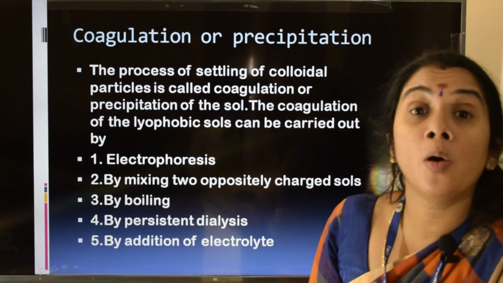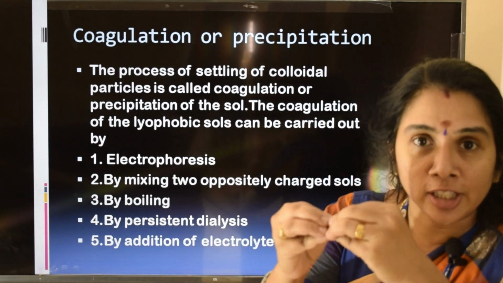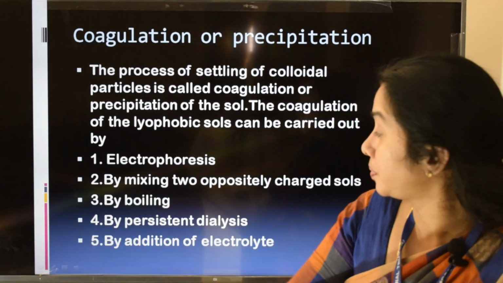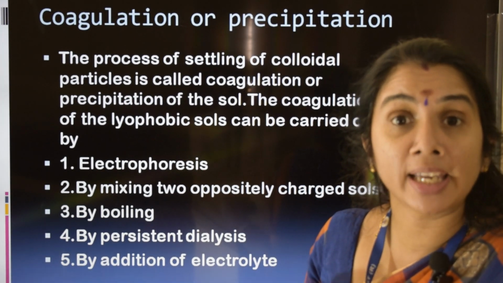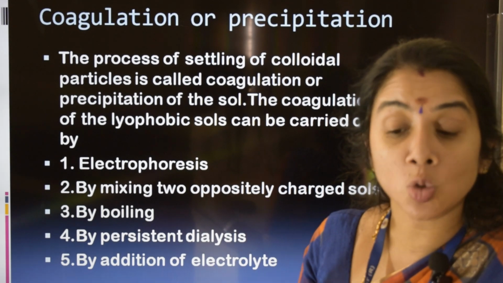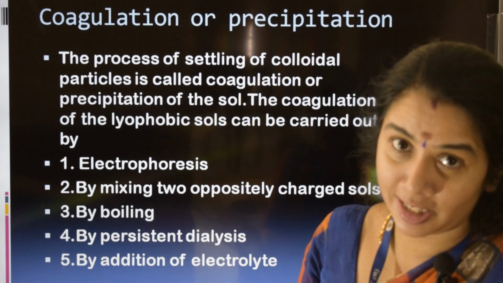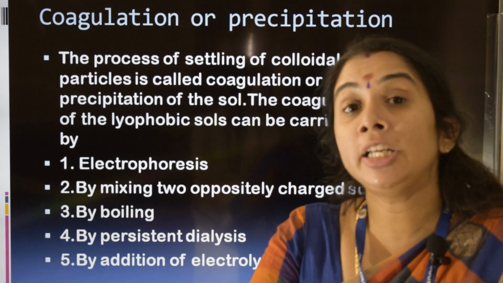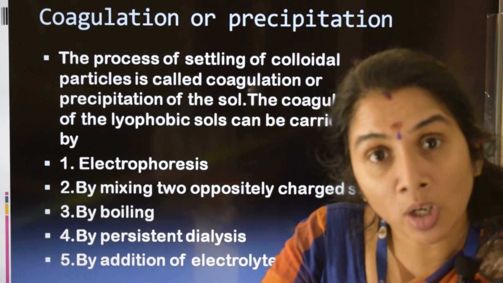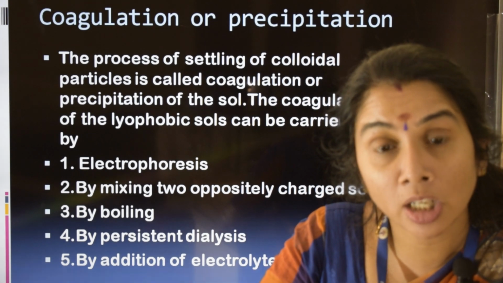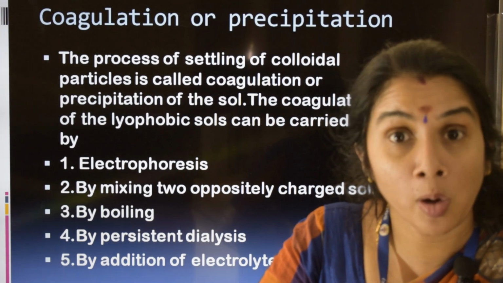Third method, by boiling. Continuous boiling makes the particles bombard and collide with each other, and there is a chance for them to settle down. Fourth method, by persistent dialysis. Continuously subjecting our colloids to the dialysis technique, the particles of the colloids will coagulate, join together, aggregate and settle to form a precipitate. The fifth method is by addition of an electrolyte. That is, if you add an oppositely charged electrolyte to a colloid, it results in coagulation. Now this is very important for us to know.